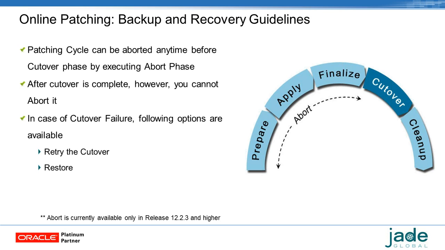In that case, there are only 2 options left. One is to retry your cutover. The reason being, when you are doing this online patching, you must have already tested it in a development version or a test instance multiple times to ensure that it goes fine. So it may be that the cutover activity itself had something go wrong, and that's why you can retry the cutover activity. If that doesn't work, then the last option left is restoring to the previous version, which is nothing but restore. Here I would like to highlight one more thing. Abort is currently available only in release 12.2.3 and higher versions. It's not available in previous versions of 12.2.